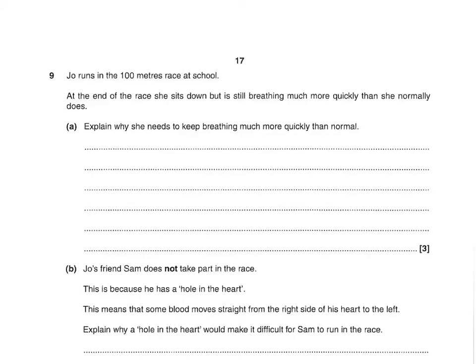So next question. Jo runs in the 100 metres race at school. At the end of the race she sits down but is still breathing much more quickly than she normally does. Explain why she needs to keep breathing much more quickly than normal. 3 marks. So first mark was talking about the fact that she used anaerobic respiration, or she couldn't get enough oxygen. Second mark was saying that therefore there's a production of lactic acid, and therefore we need extra oxygen to break down that lactic acid for the third mark. So first mark, she used anaerobic respiration, which second mark produced lactic acid, and third mark we need extra oxygen to break down that lactic acid. If you talk about oxygen debt, that doesn't get you a mark.